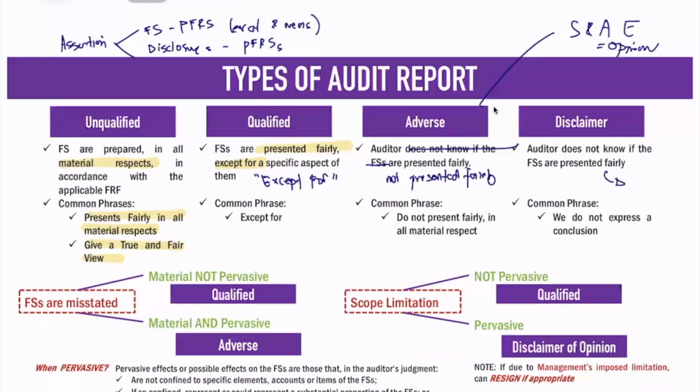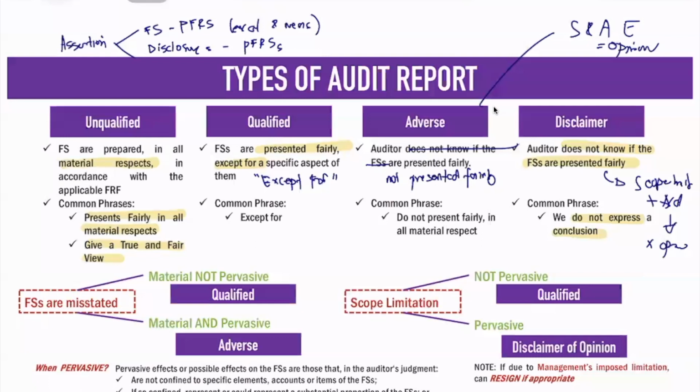While in your disclaimer, there is normally a scope limitation. When we say scope limitation, it means that you don't have sufficient and appropriate evidence. Since there's a scope limitation, in short, you cannot do your audit, and since you cannot do your audit, you do not provide an opinion. So you do not know whether the FS are really presented fairly. In disclaimer, you do not express a conclusion or opinion, because of scope limitation, you cannot obtain enough evidence to reach a conclusion or an opinion.